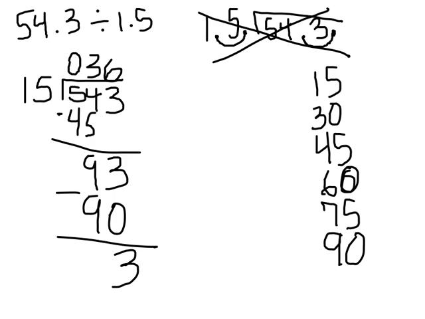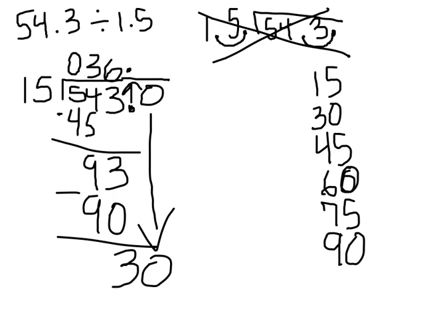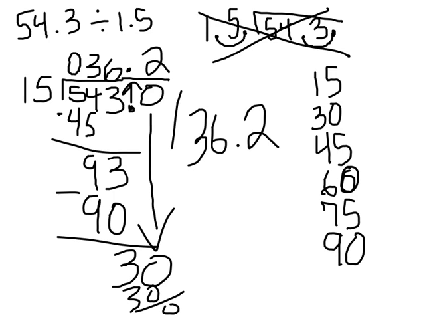Now, 15 doesn't go into 3. So before I can add a 0, the first thing I have to do is I have an invisible decimal at the back of this 543. I'm going to bring that up. Drop it off. Now I can add a 0 and bring it down. And now I know that 15 goes into 30 2 times. So 15 times 2 is 30. I'm left with 0. So my quotient here is 36.2.